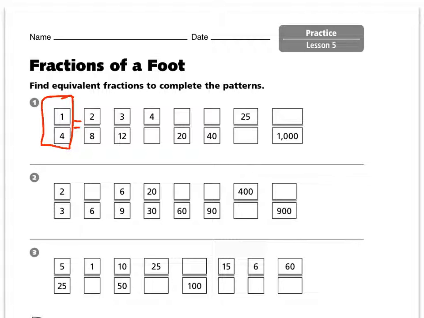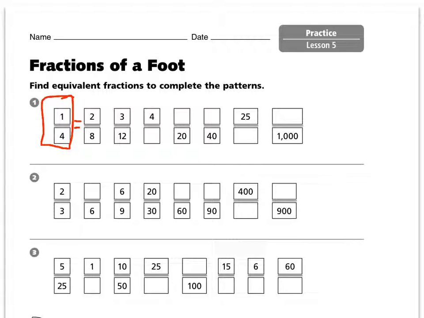I need to figure out what I'm doing to the top of 1/4 to get 2, as well as what I'm doing to the bottom of 1/4 in order to get 8. Remember though that you're doing the exact same thing to the top as you do to the bottom. So I could say that I'm adding 1 plus 1 to get 2, but I'm not adding 4 plus 1 to get 8. So it's not adding or subtracting. I'm going to be multiplying or dividing when finding equivalent fractions.